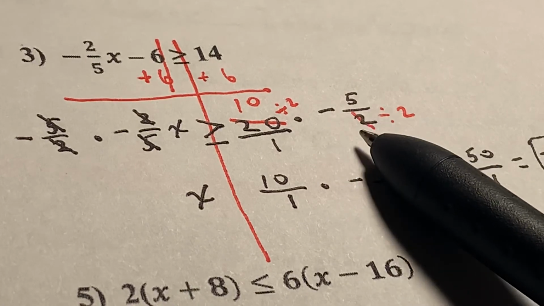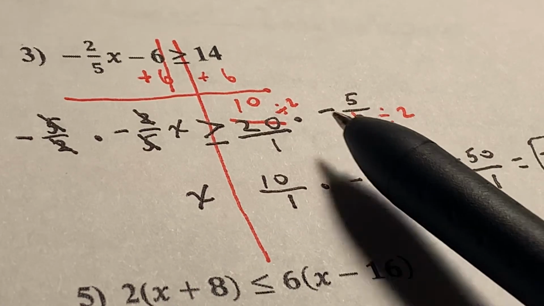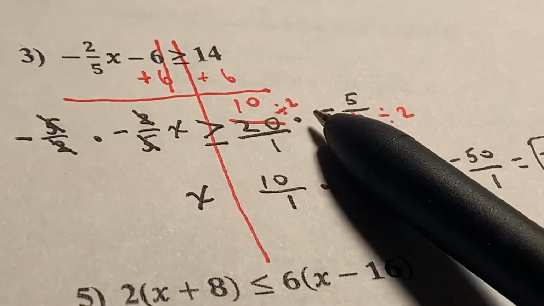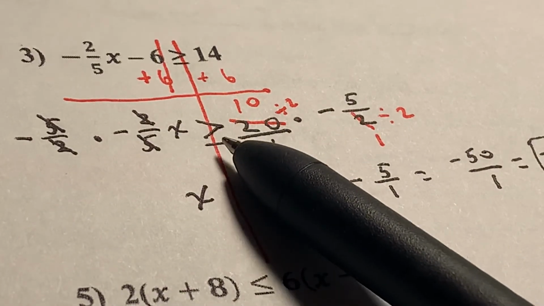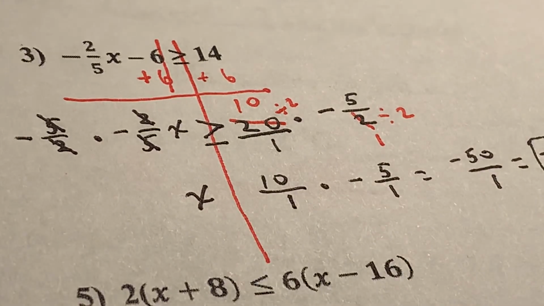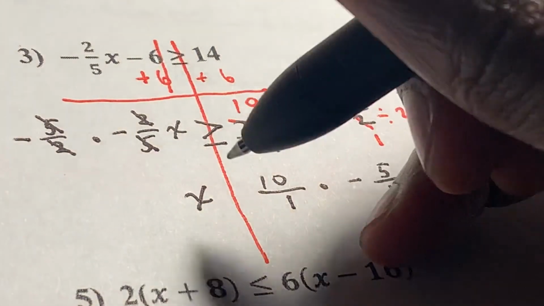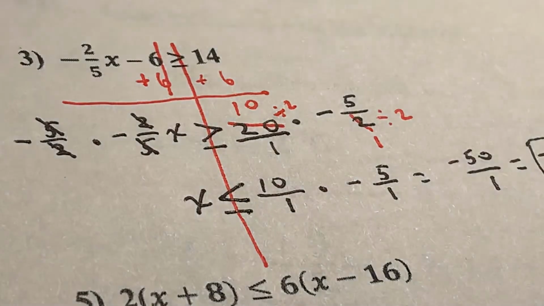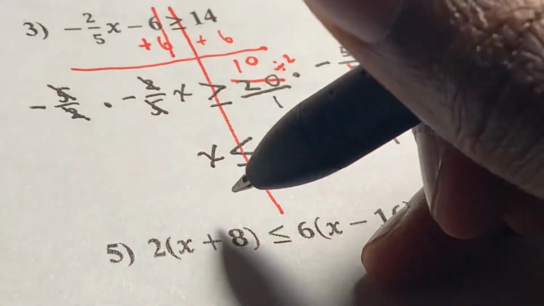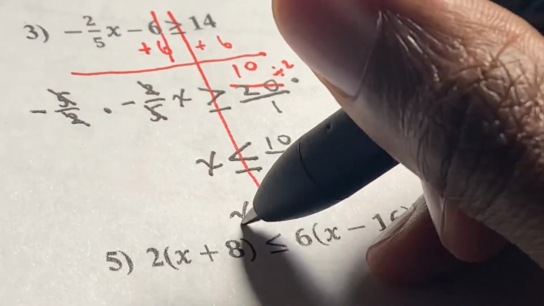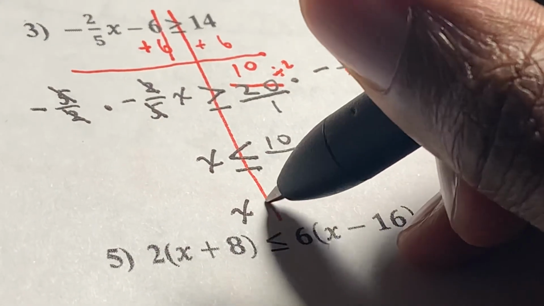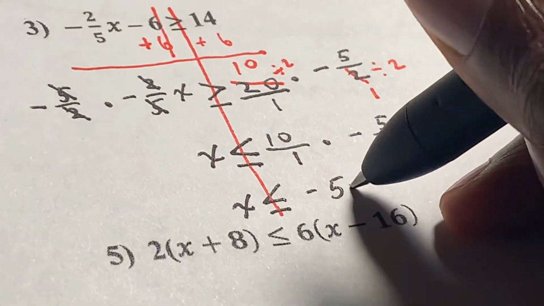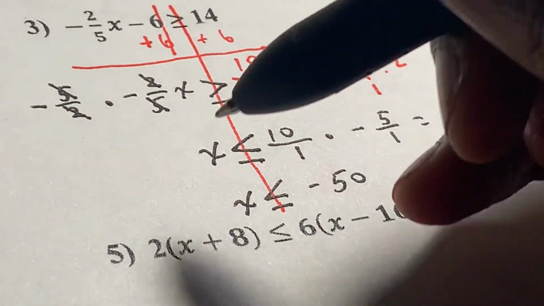Negative 5 over 2. So since I multiplied or divided, in this case I multiplied, both sides by a negative, this greater than or equal to becomes what? Someone tell me? Okay, very good. It becomes less than or equal to. Very good. So that means my answer now is x is what? Less than or equal to negative 50. There it is.